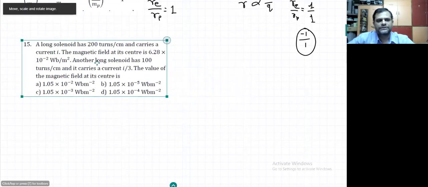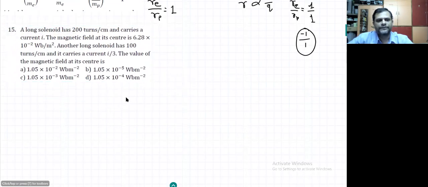Okay, suppose this question, read the question carefully. A solenoid has 200 turns per centimeter. That means this is the turns density given here, that is 200 turns per centimeter. But don't forget that this is in turns per centimeter, so it is not the standard unit.